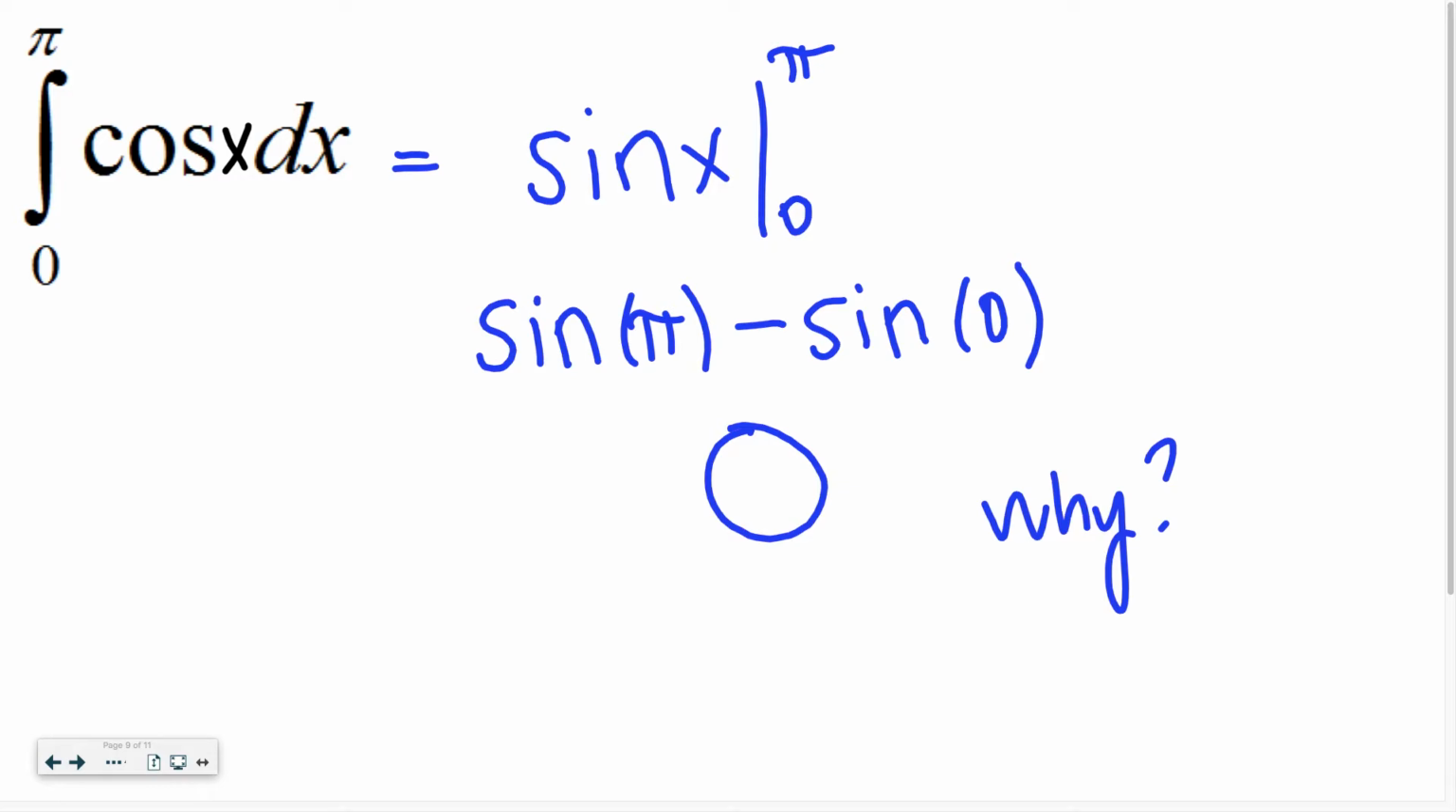What does the cosine curve look like? It looks like a valley, but if I stop it at pi, it looks like this. So Nicole said, well, the area here is going to cancel out with the area here because we have symmetry, right? Positive area, negative area.